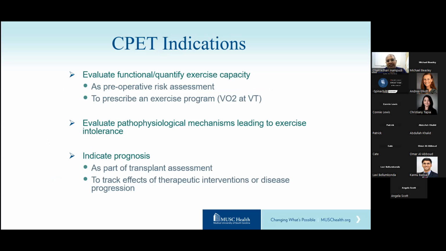Just from a broad indication standpoint, I would say CPET is useful to evaluate functional capacity and/or to quantify exercise capacity. It's very helpful in preoperative risk assessment, and I spend a lot of time doing this. As I support our abdominal transplant program, I use the CPET as a way to risk assess patients prior to their non-cardiac surgery, specifically the renal transplant or a liver transplant surgery. We can also use it to prescribe an exercise program for patients.